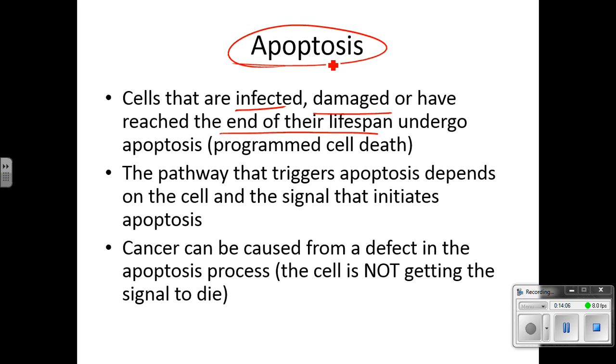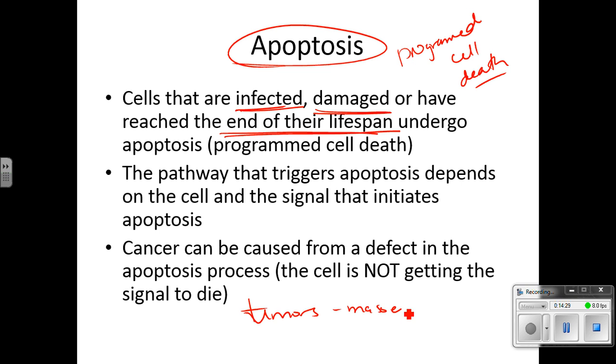So what apoptosis actually is, is programmed cell death. It's cell death that happens for a reason, because the cell's infected, it's damaged, or it's just done. Cancer can be caused from a defect in the apoptosis process. What cancer can lead to is tumors. And tumors are just masses of cells that shouldn't be there.